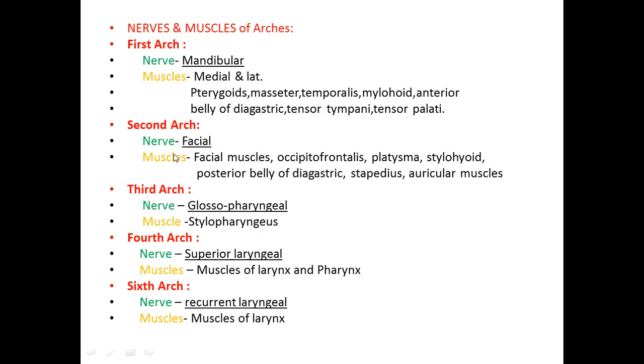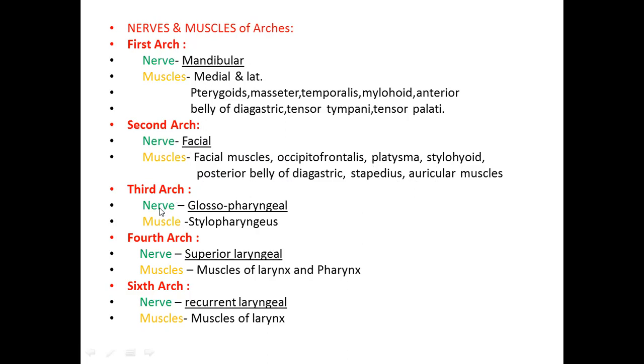So coming to the second arch, the nerve of the second arch is the facial nerve. Muscles, they are the muscles of the face. So the facial muscles, then occipitofrontalis, as we have seen, this is in the scalp. Then platysma, stylohyoid muscle, posterior belly of digastric, stapedius, and auricular muscles, muscles of the ear. So all these are derived from the second pharyngeal arch. As these muscles are derived from the second pharyngeal arch, naturally they are supplied by branches from the facial nerve.